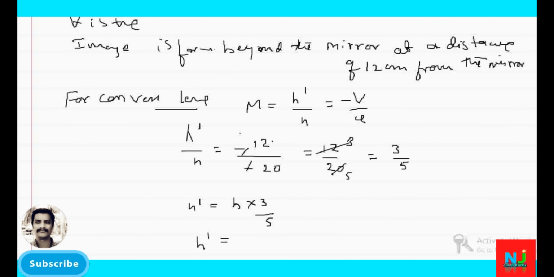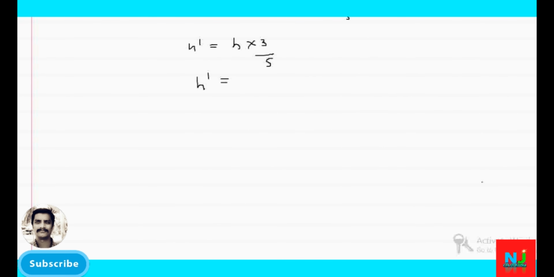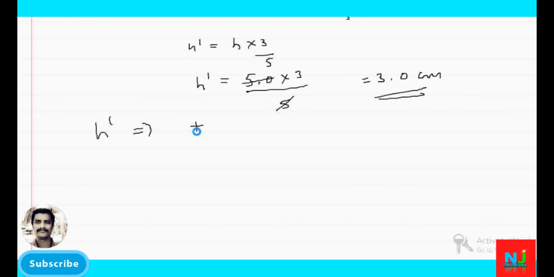Now put the value of h: 5.0 into 3 divided by 5. So 5 ones are 5, and it is equal to 3.0 centimeter. Remember, h dash is positive. If h dash is positive, remember it is a virtual image. What type of image? Virtual image.